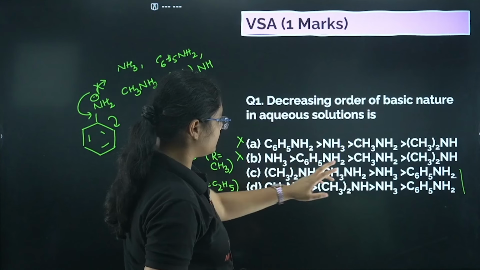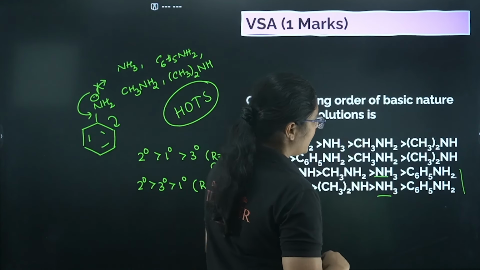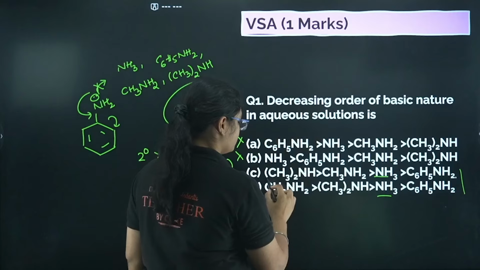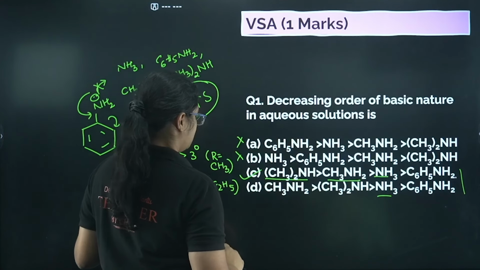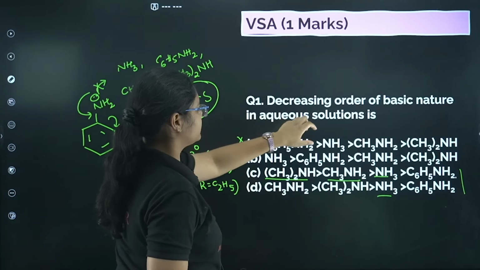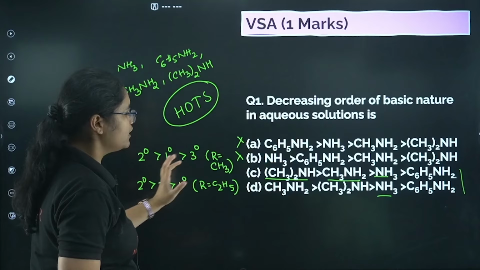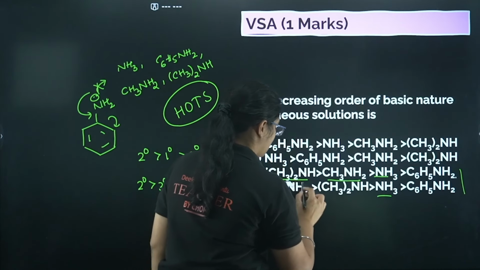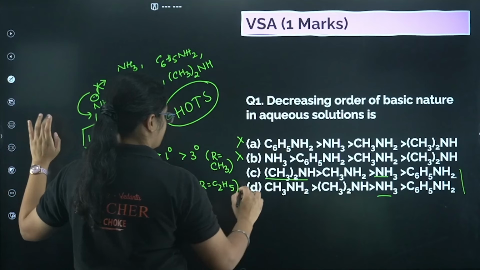After that there will be NH3. Then you will have 2 degree and then 1 degree. No, sorry, one second, I made a mistake here. This is in aqueous solution, right? Always remember, in aqueous solution 2 degree will have more basicity. So this one will have 2 degree, then 1 degree. That is why option C is my correct answer.